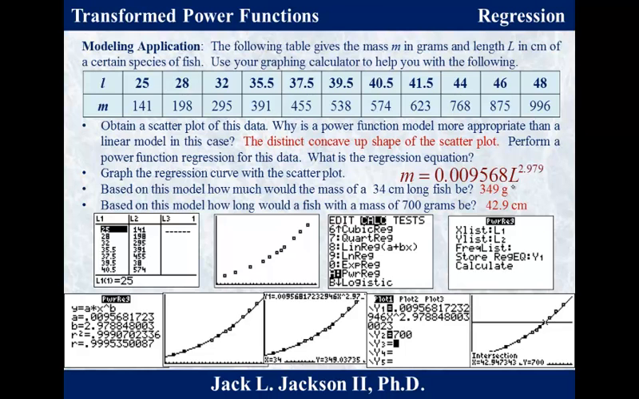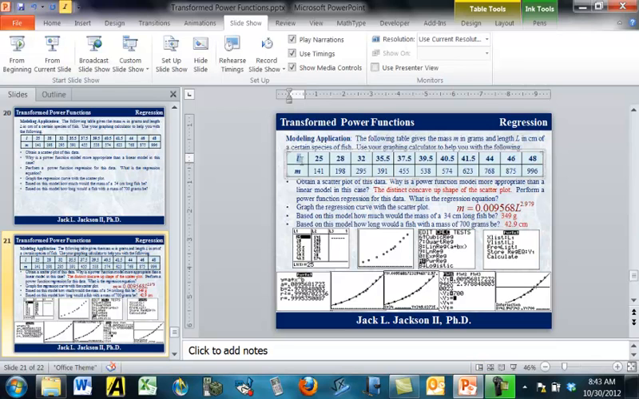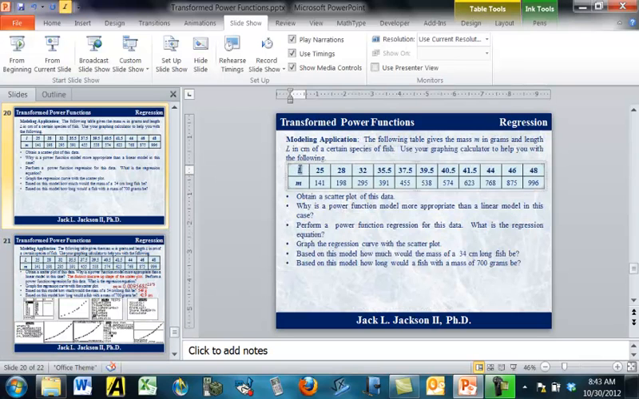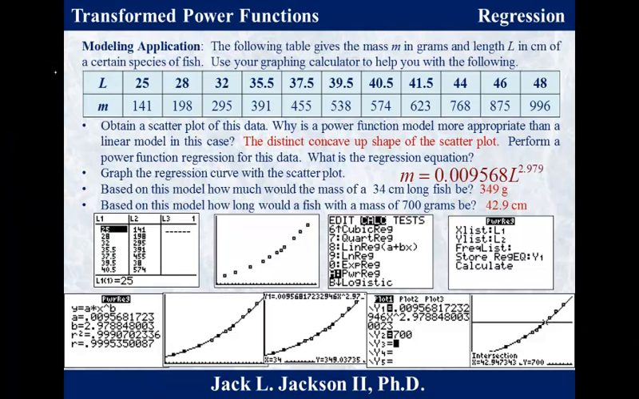I need to change it in the table. Go ahead and get it now so I don't forget. So L is our input, like our X, and the M is the output, like our Y, but we use L and M because they're more suggestive. L is the length, M is the mass, so that's a better way to do it. And so we get this. If I round off to 4 significant digits, that's 0.009568 times L to the power 2.979.